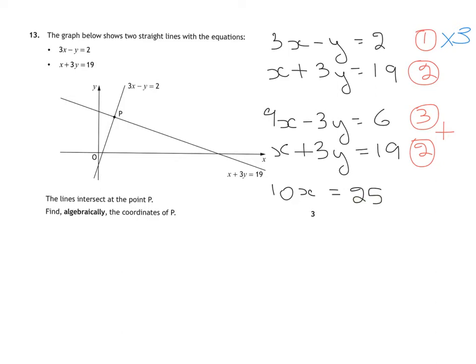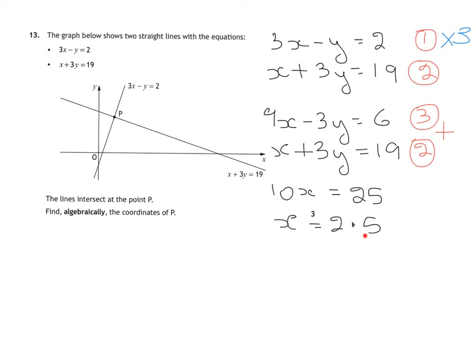Divide both sides by 10, and we get x is equal to 2.5. Ignore that 3 there, it's just part of the mark. That just shows you the marks. So I've got my x coordinate. Now I need to find my y coordinate.